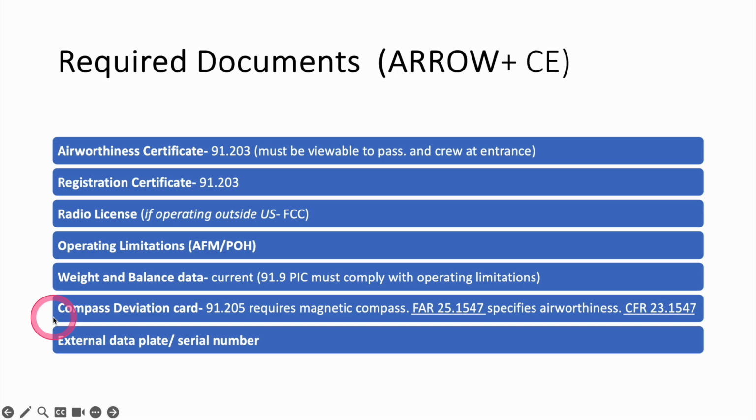And additional ones on top of the ARROW checklist is compass deviation card. So you're required to have a compass on board, and you also need the deviation card along with that compass. And external data plate or serial number.